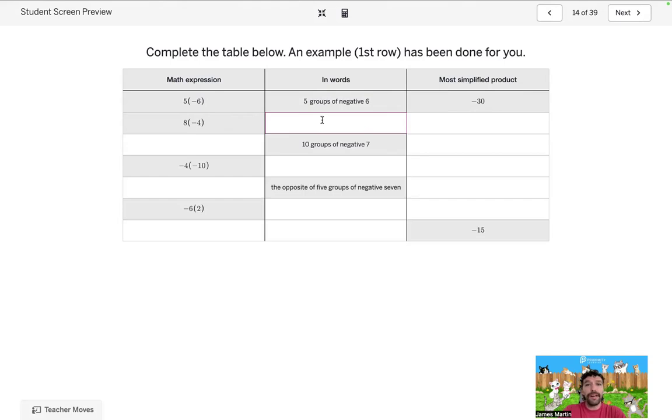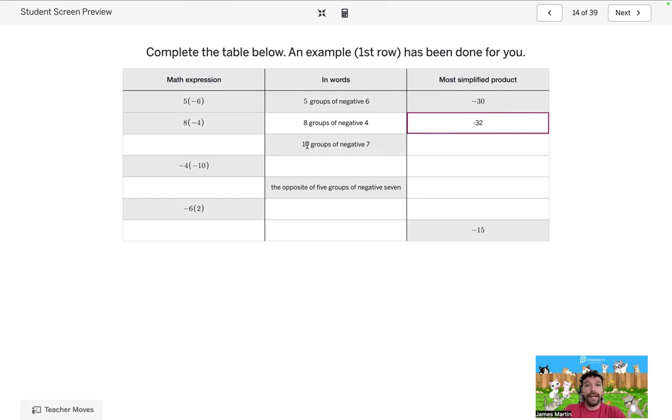So that gives us 8 groups. We can say 8 groups of negative 4. Well, again, using the example above, we can see that our answer here is negative. It's going to be the exact same. So I just do 4 times 8, which is 32, but I make it negative. So I'm going to do 32, make it negative.